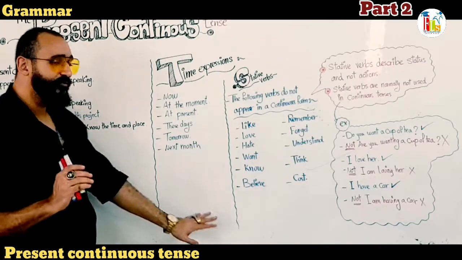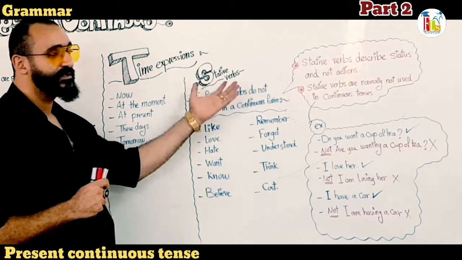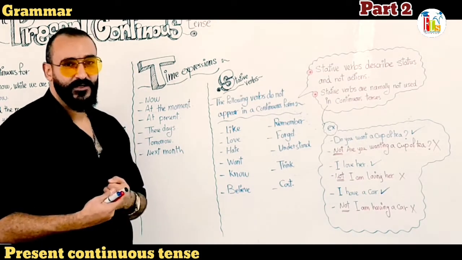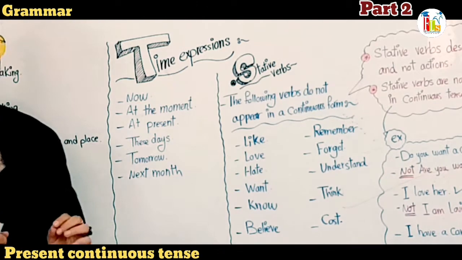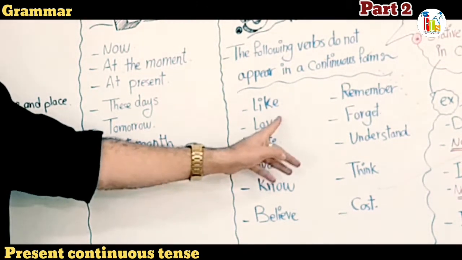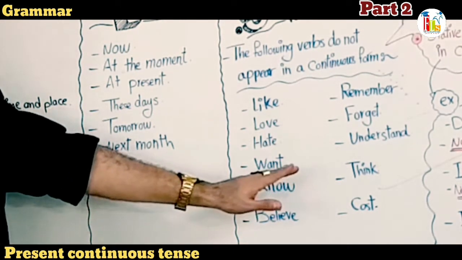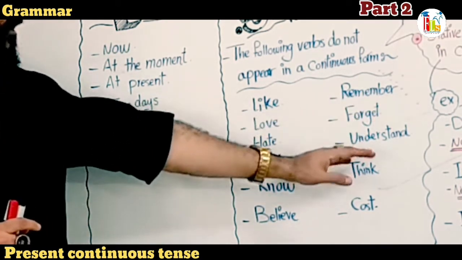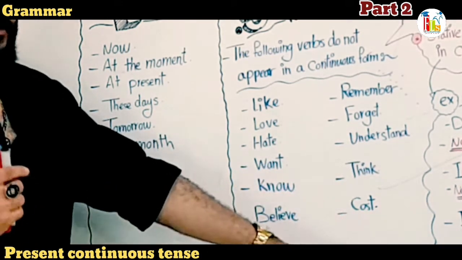All right. Before we finish the session, here we have a very important part, which is the stative verb. State is something where I'm not moving, I'm not doing any physical actions. The following verbs do not appear in a continuous form. So I cannot say I am liking. This is incorrect. I like, love, hate, want, know, believe, remember, forget, understand, think, cost.